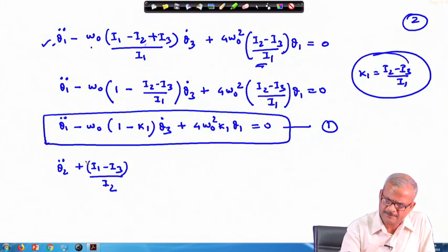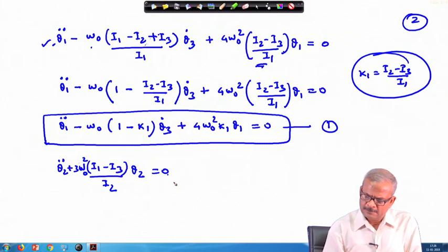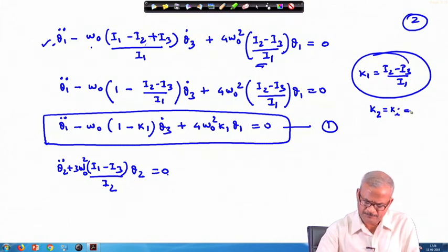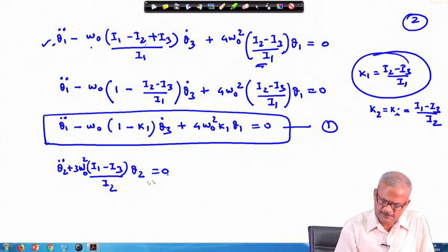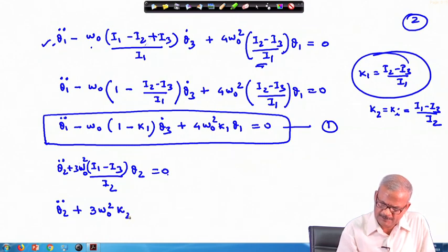Then this factor 3 is there, 3 omega 0 square theta 2, so we will put it like this: 3 omega 0 square theta 2, this equal to 0. We will write (I 1 minus I 3) divided by I 2 as k 2, and quite often it is also written as k I. So this can be written as theta 2 double dot plus 3 omega 0 square k 2 times theta 2, this equal to 0.